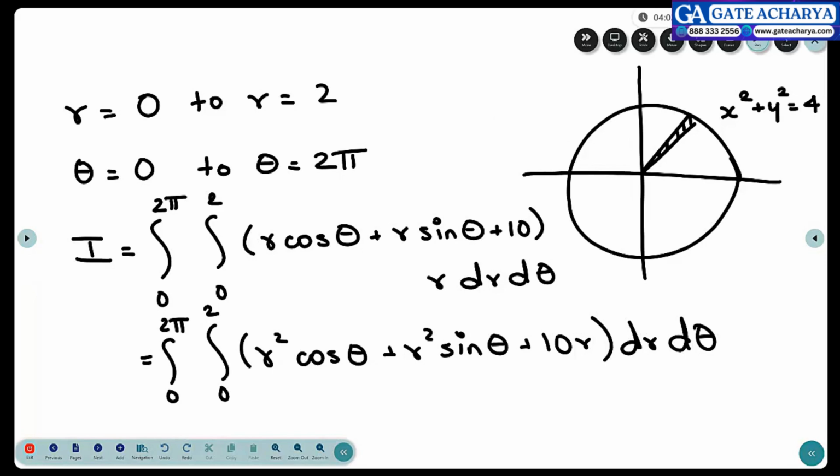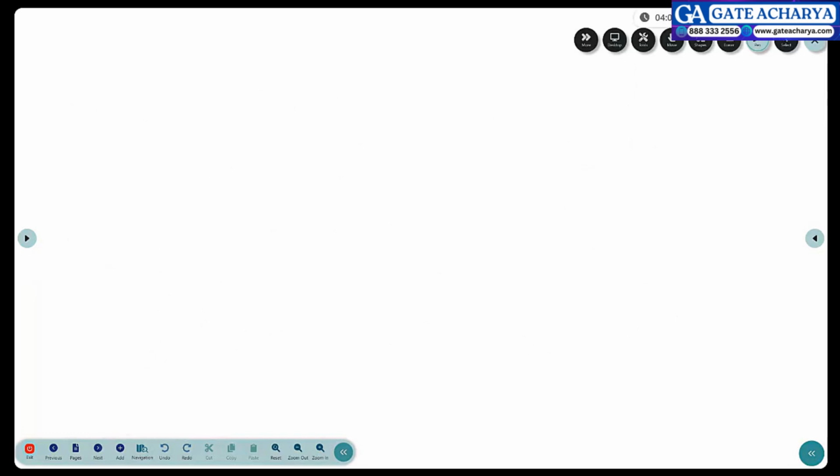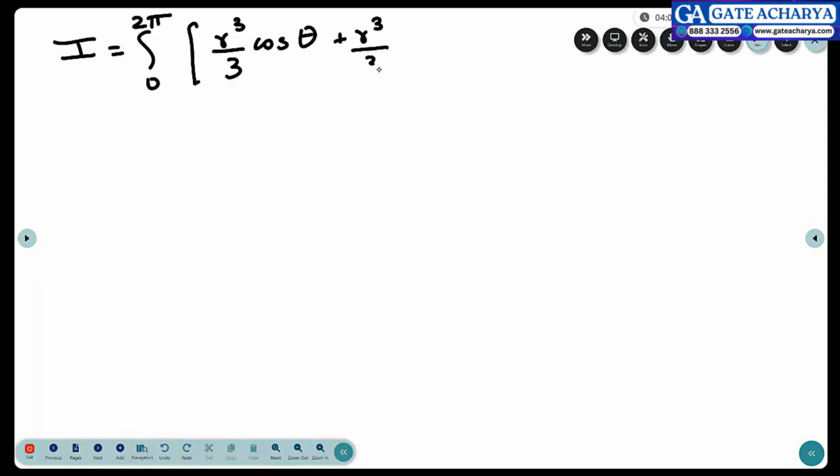r square into cos theta, what is the integration of that? r cube by 3. Next, r cube by 3 sin theta plus 10r square by 2, from 0 to 2, into d theta which is remaining. Now apply the limits, r is equal to 2.